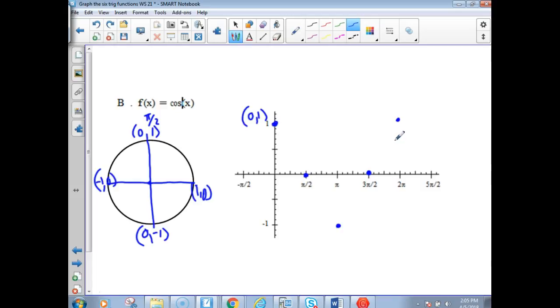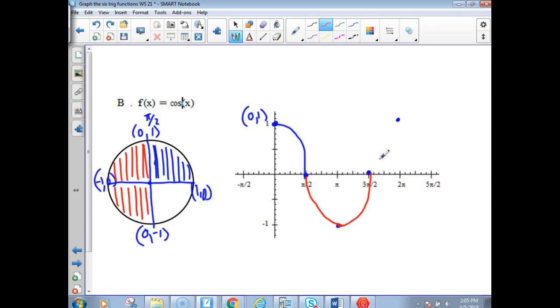So the cosine wave is very similar to the sine wave, but notice that in quadrant 1, cosine is positive. So we're positive, but then what happens? Cosine is negative. I'm not going to shade all that. In quadrants 2 and 3. Okay, and then in quadrant 4, it's positive again. There's your cosine graph.